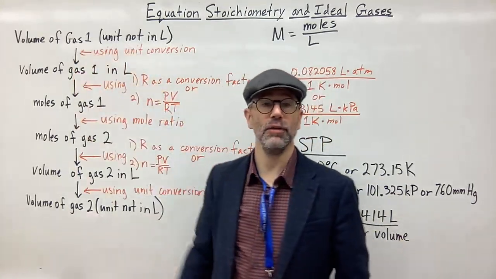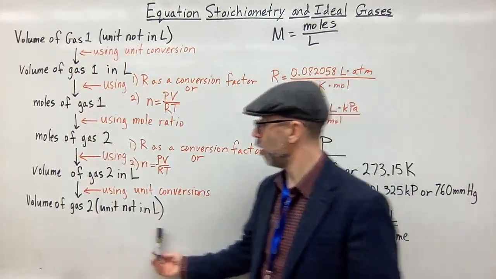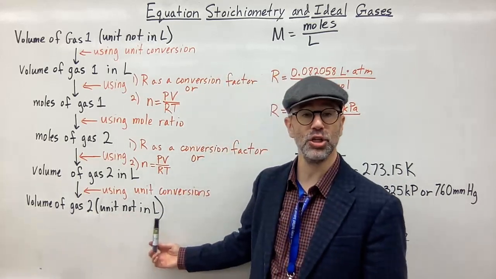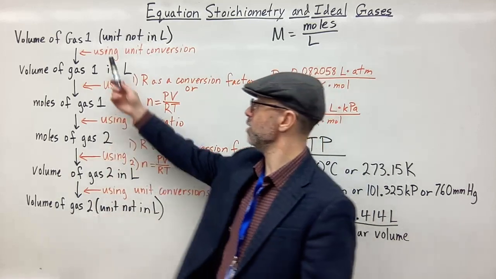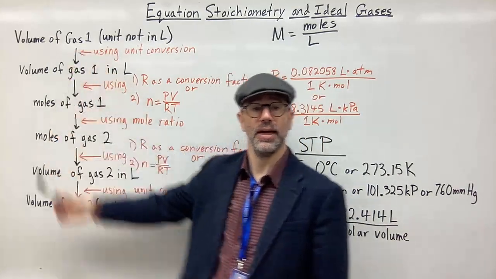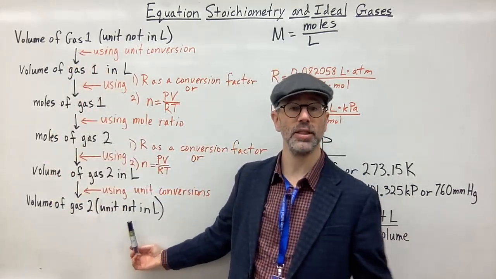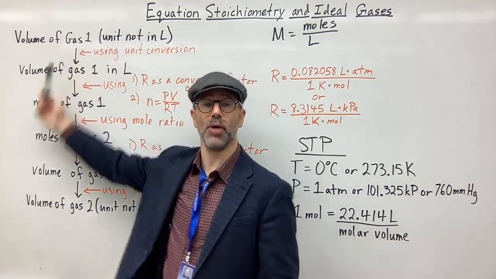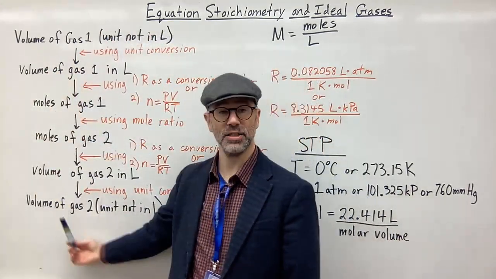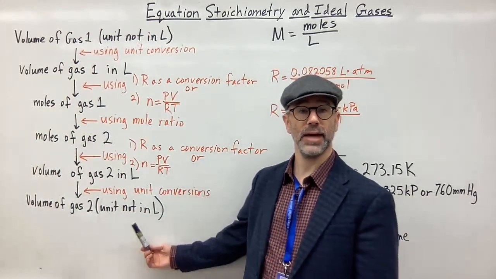and they want you to convert that to a volume, maybe meters cubed of gas number 2, right? So maybe gas number 1 is a reactant and gas number 2 is a product in the problem, or vice versa. Maybe gas number 1 is a product and gas number 2 is a reactant.